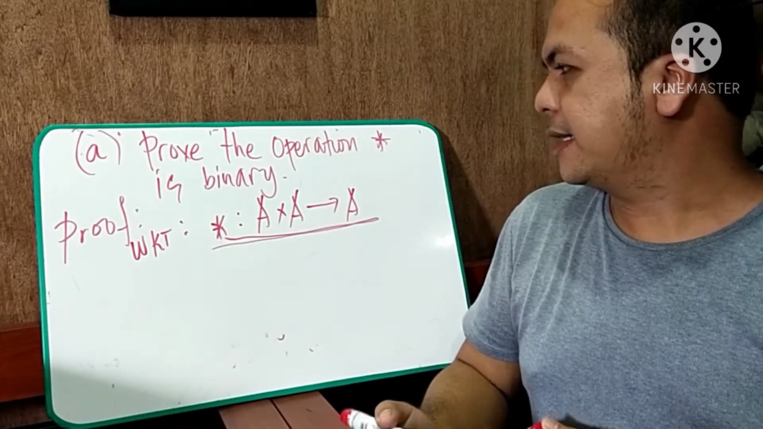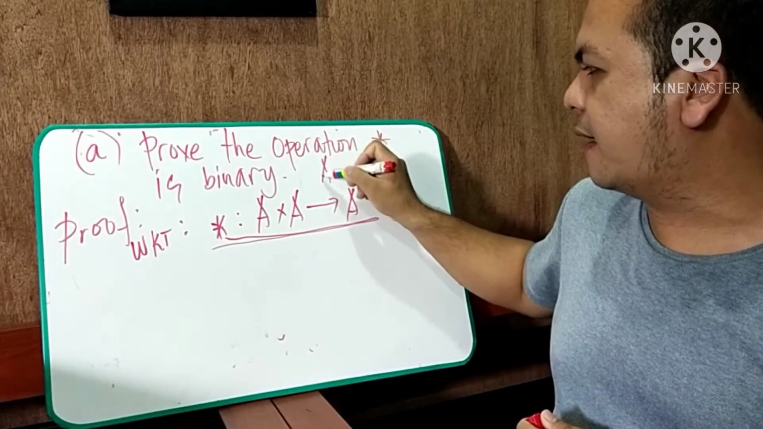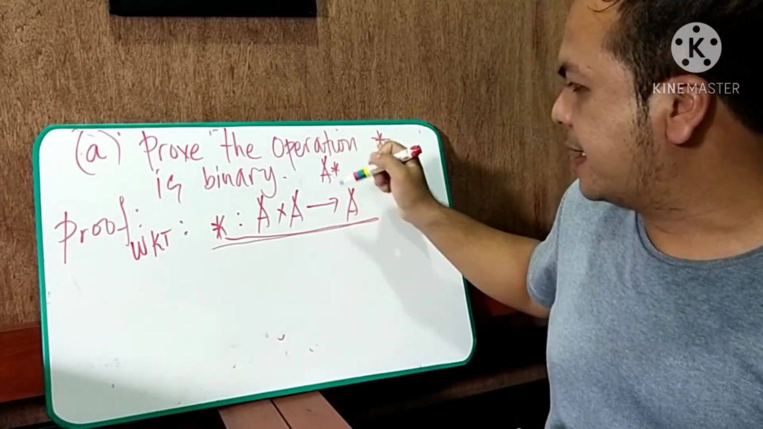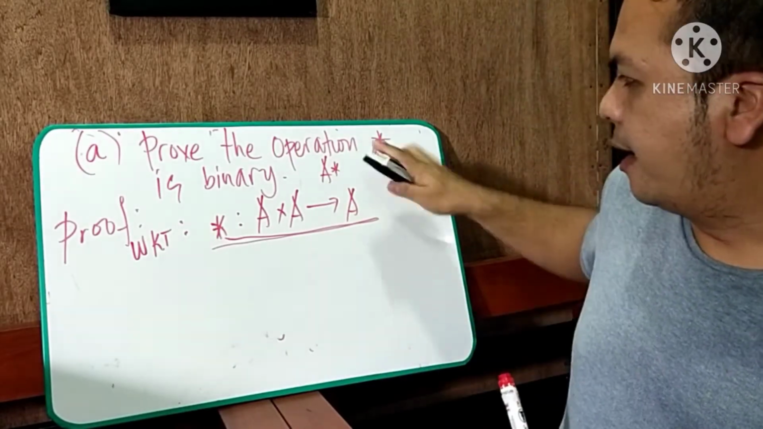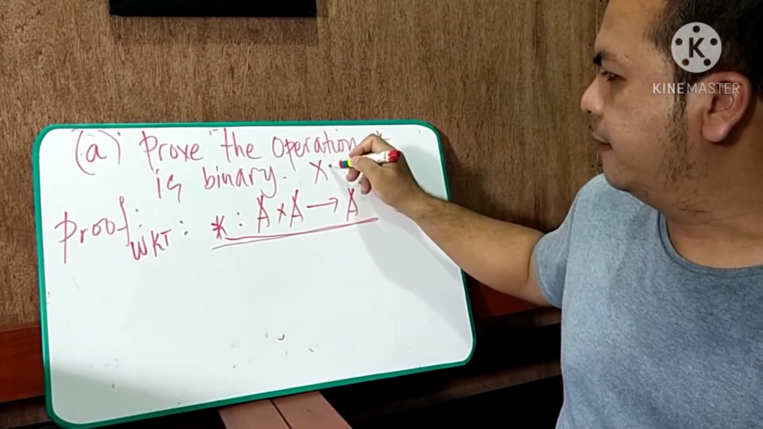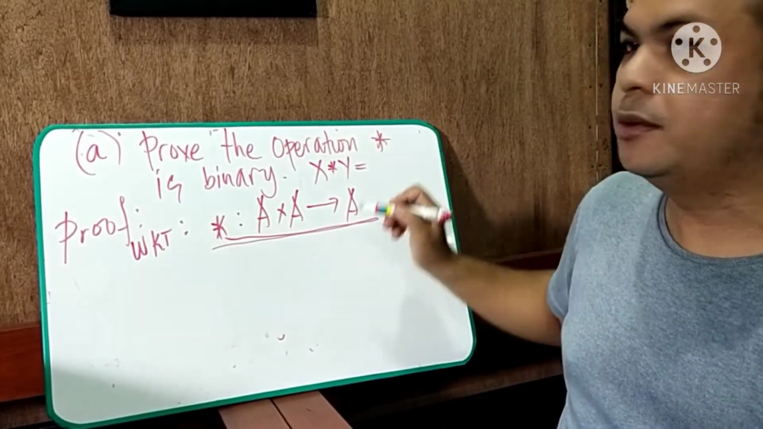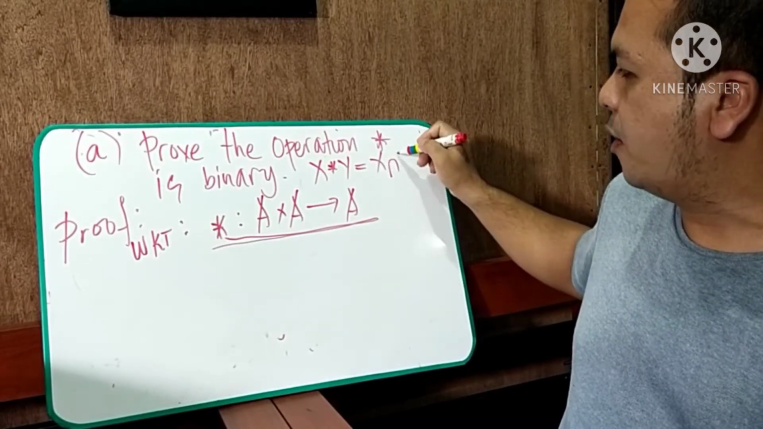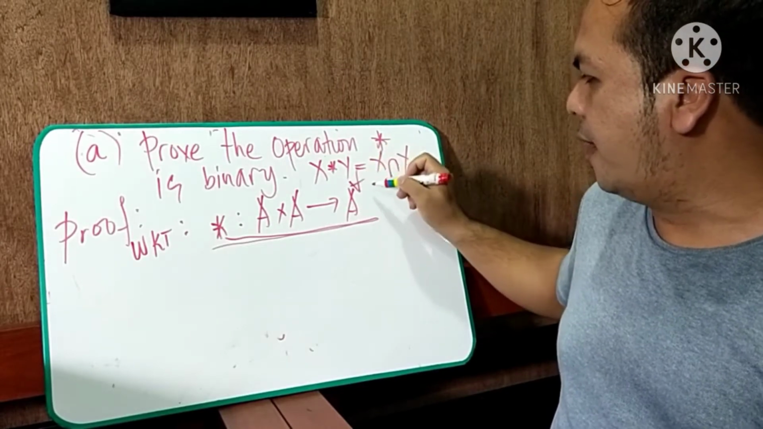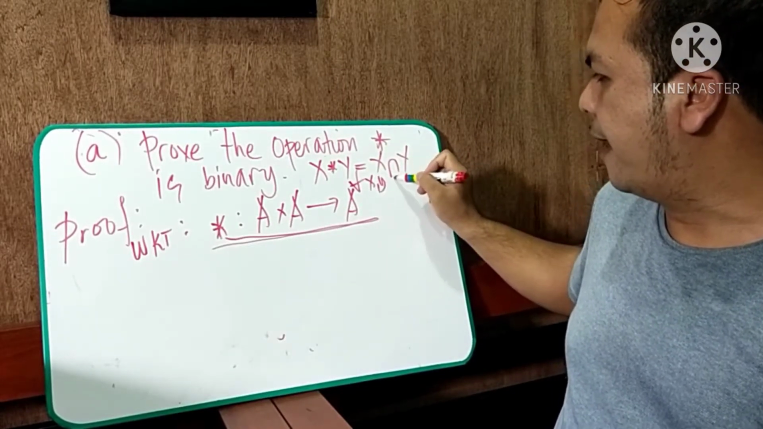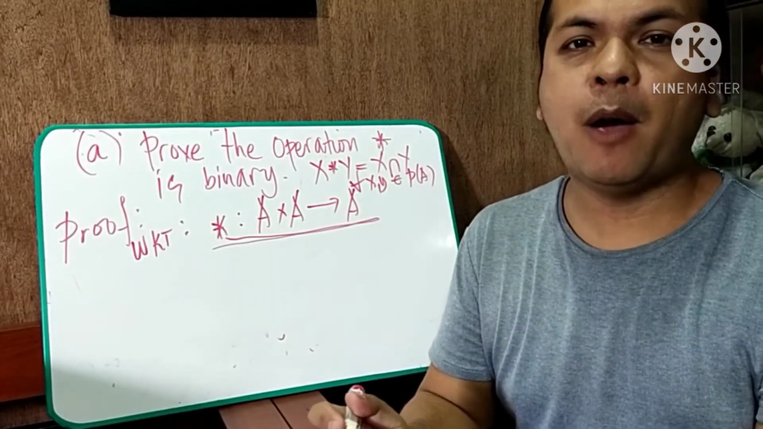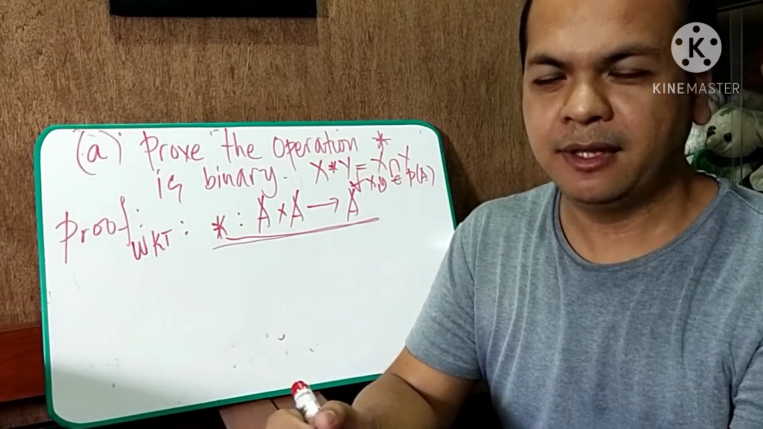Okay, so we will use this notation based from our definition para i-prove natin na yung operation natin star defined by, A star defined by X star Y is equal to X intersection Y for all X, Y elements of P of A. And P of A is the power set, the power set of A.